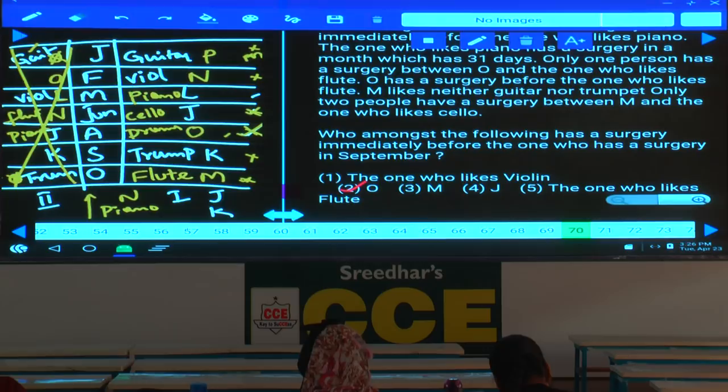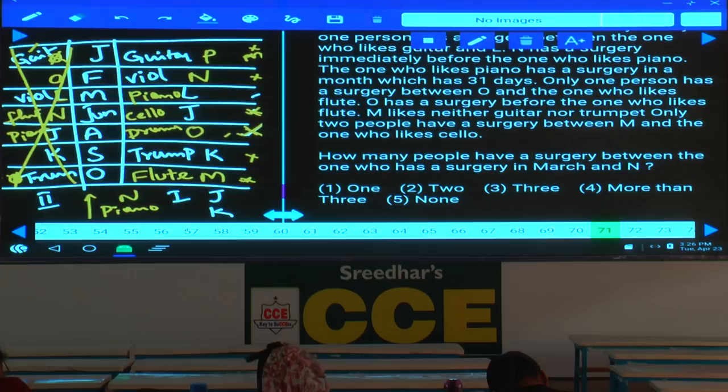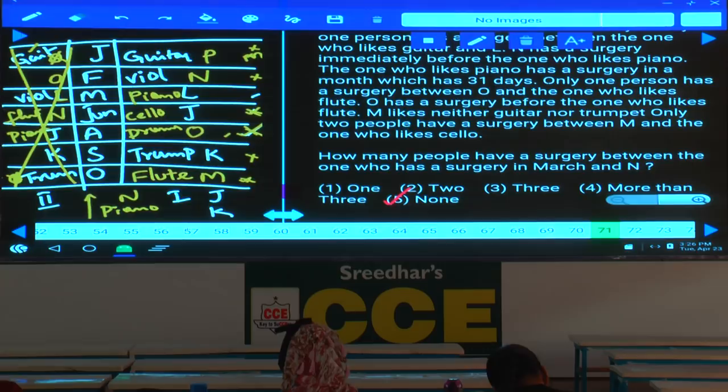Then question number 71. How many people have a surgery between the one who has a surgery in March and N? Now, between March and N, tell me how many persons are there in between these two? N is in the month of Feb, and between March and Feb, there is no month in between these two. Hence, none, that is choice 5. Now, this is about question number 66 to 71. Done with this?